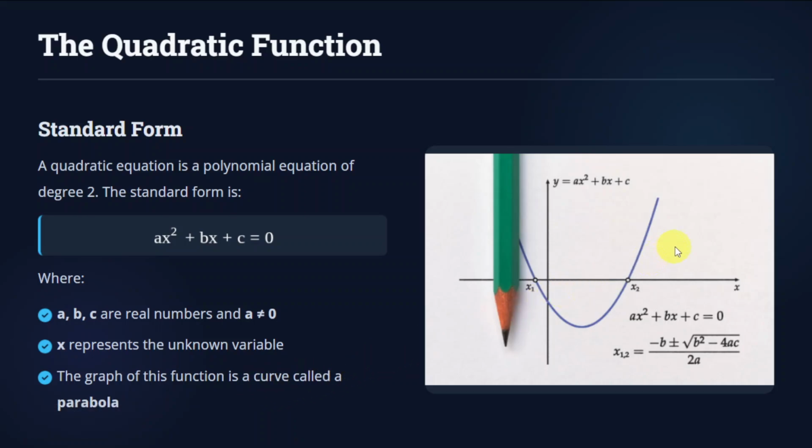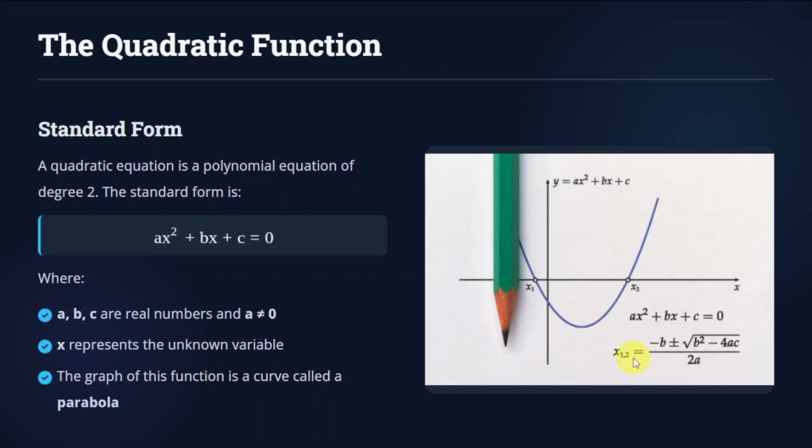You can see this ax squared plus bx plus c is an upward parabola where a is greater than 0, and x1 and x2 are the roots of the quadratic equation. Sometimes they are represented with alpha and beta, sometimes with r1 and r2. Here they are represented with x1 and x2, and the graph cuts the x-axis at x1 and x2. The solution of this quadratic equation is where the graph cuts the x-axis.